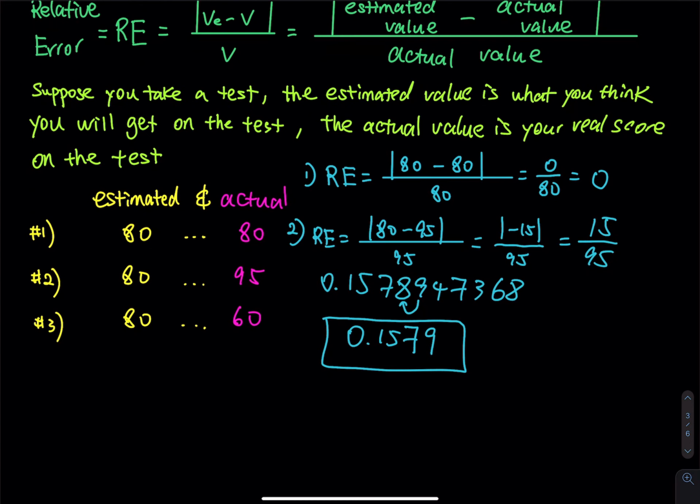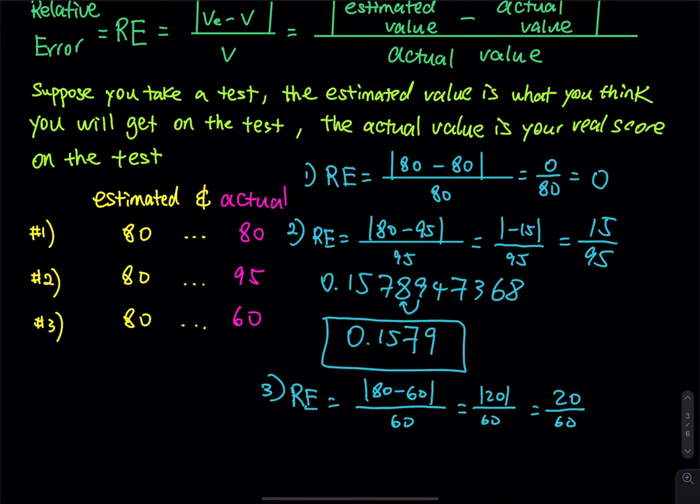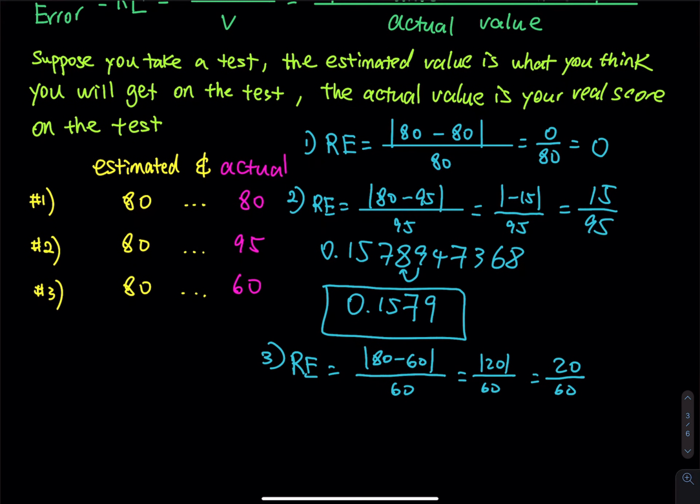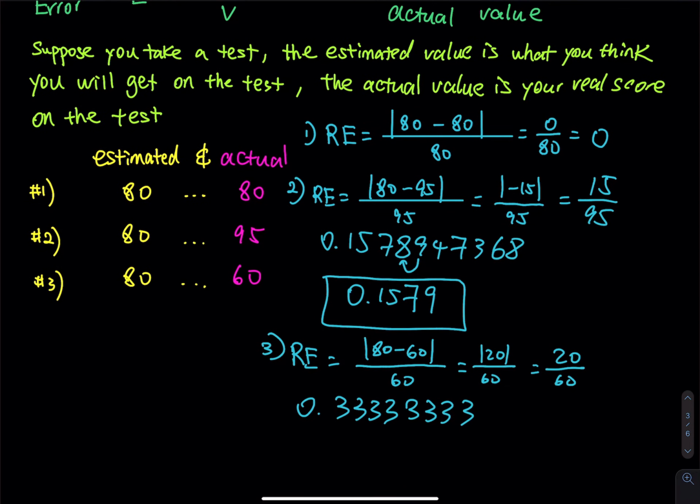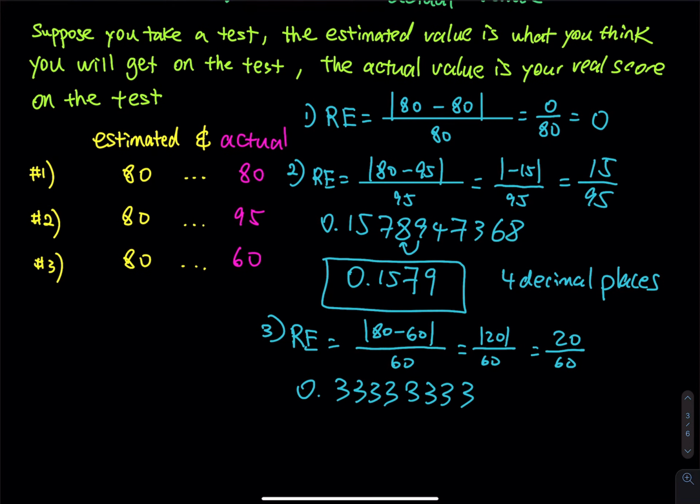All right, so let's do number 3. For number 3, we have relative error equal to 80 minus 60, absolute value, divided by 60. So that is the absolute value of 20 divided by 60, so that is 20 divided by 60. This is basically 1/3, right? When you take 20 divided by 60, you have 0.3333 and so on. It's just 1/3. You keep 4 decimal places, which means you keep 4 digits on the right-hand side of the decimal point. So that will be 0.3333.